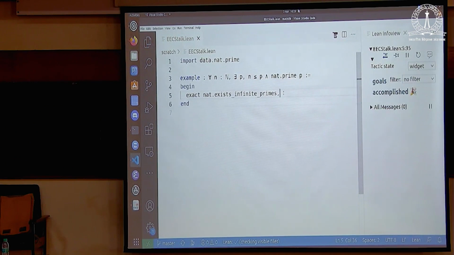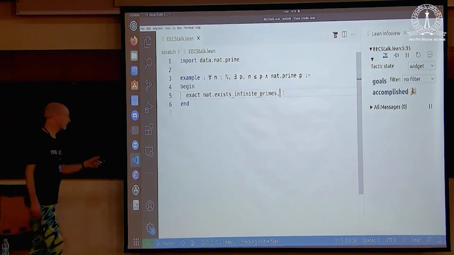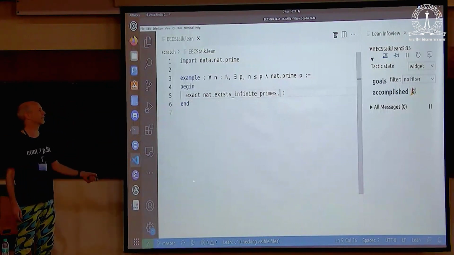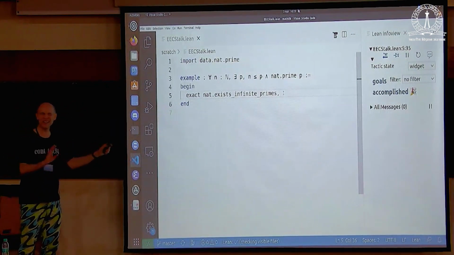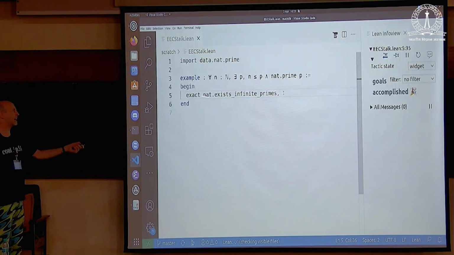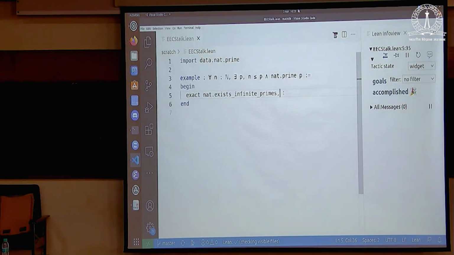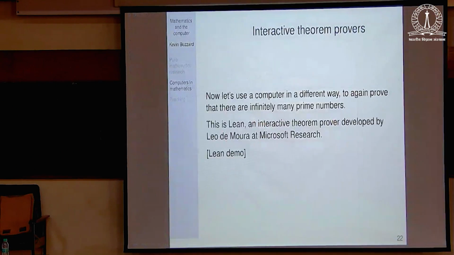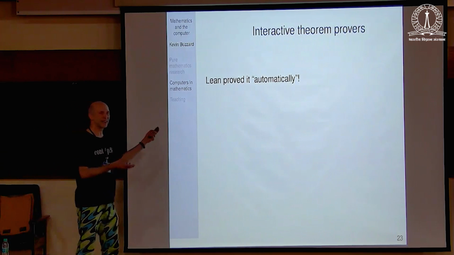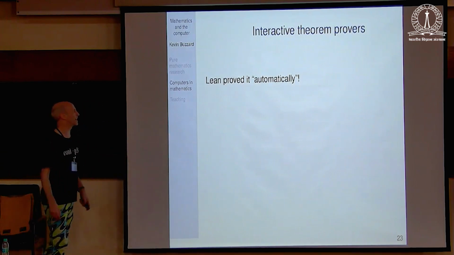So the computer has somehow generated a proof that there's infinitely many primes, right? You should be wondering, is there something a bit fishy going on here? But I've asked it to prove a theorem, and it's telling me it's proved the theorem. That's true for sure. So what exactly just happened? Lean proved it automatically. It somehow found a proof that there's infinitely many primes.